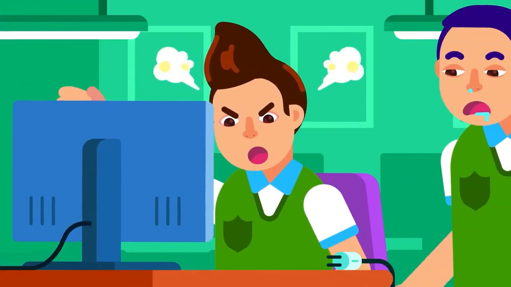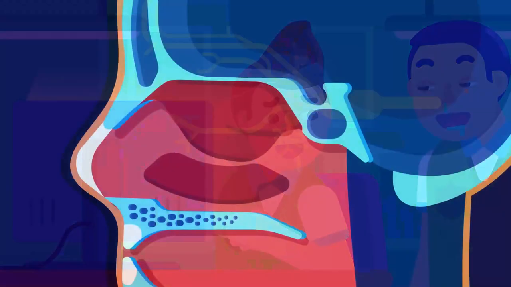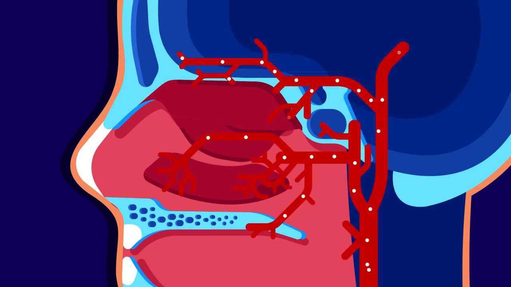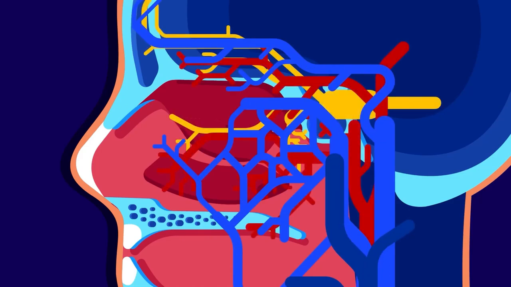Similar to how computers need an internet connection and a power source to work properly, the sinuses need nerves to supply sensation, the arteries to provide nutrients, and the veins to remove unneeded substances and wastes. Here are the details for each part.